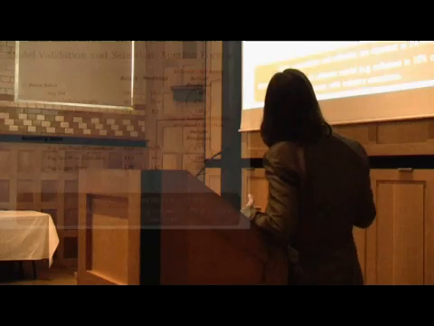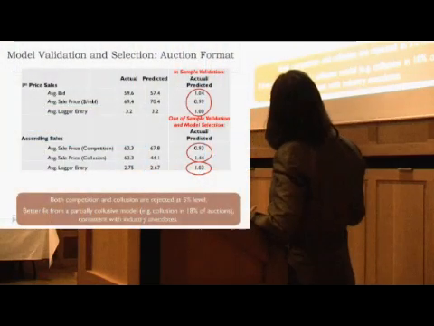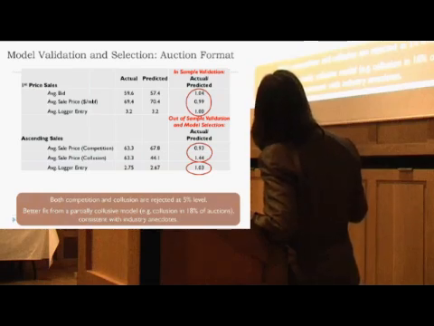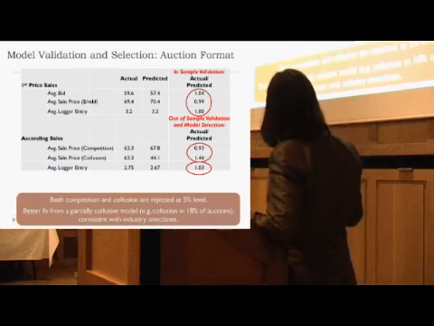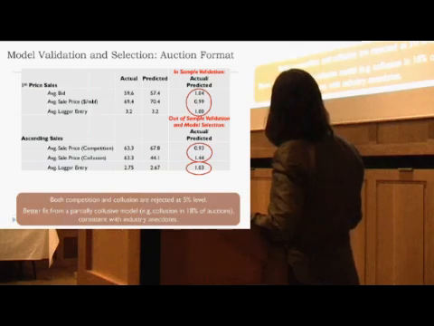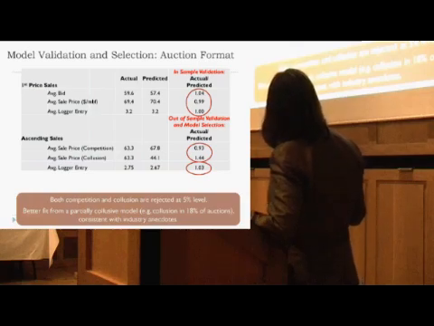Okay. Then when I do model validation and selection for the open versus ascending auctions, I have a similar type of thing, and so what I want to do here is do model selection. I estimate using first price sales, and I want to predict what happens if I have an open ascending auction, and I have two behavioral assumptions, competition and collusion, okay? And so what I want to do is see which one fits better.